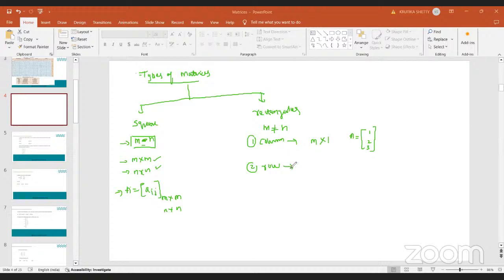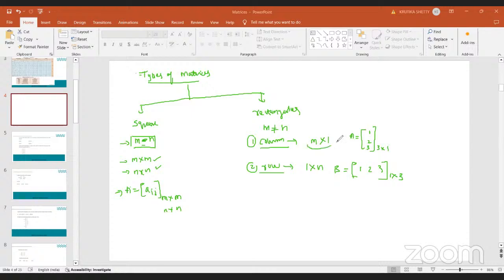Similarly, the opposite of that is the row matrix. The order of a row matrix will be 1 cross n, where 1 indicates the number of rows. So the number of rows is 1, and it can have any number of columns. The matrix B will be [1, 2, 3], same example. See what the order will be here: the order of A is 3 cross 1, and the order of B is 1 cross 3. So 3 columns are there and 1 row is there. As per the definition, a column matrix has 1 column, and a row matrix has only 1 row.